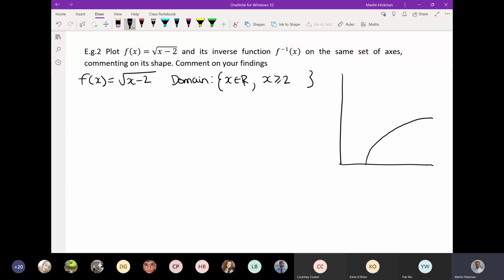I'm glad that you both put greater than or equal to. Sometimes people just put greater than 2. Remember, you can square root 0. That's fine. So this would just be my sketch of f of x here.